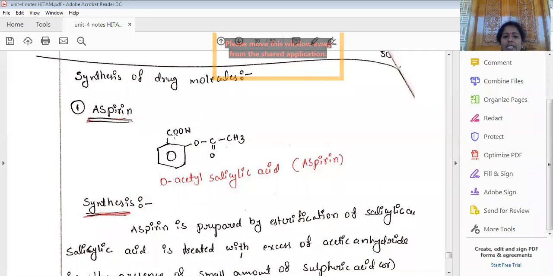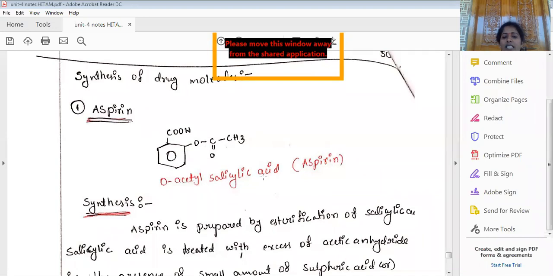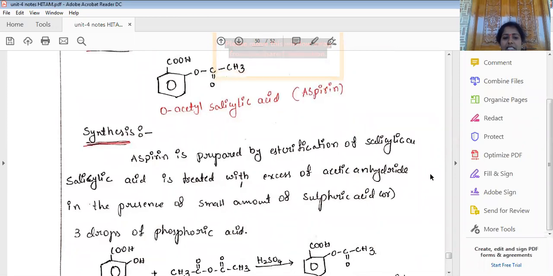Aspirin's chemical structure is a benzene ring containing two functional groups. One is the carboxylic acid moiety. The second is O C double bond O CH3, which is called the ester functional group. The chemical name of aspirin is O-acetyl salicylic acid. Aspirin is the commercial name of this compound. So let us see how it can be synthesized.